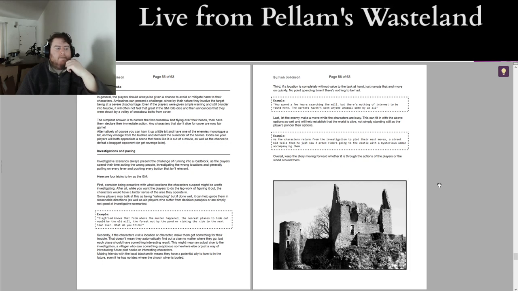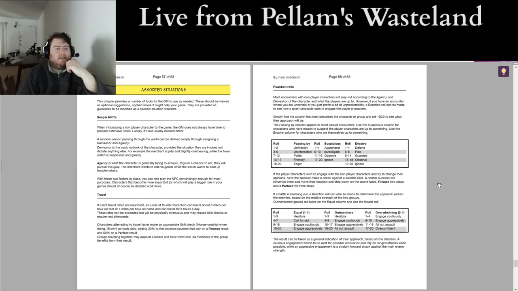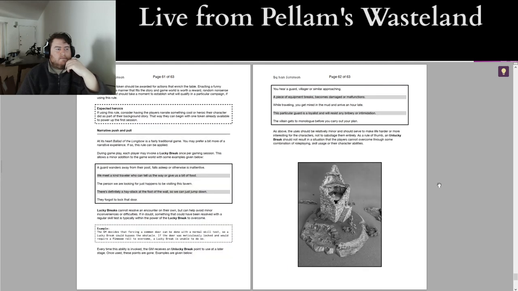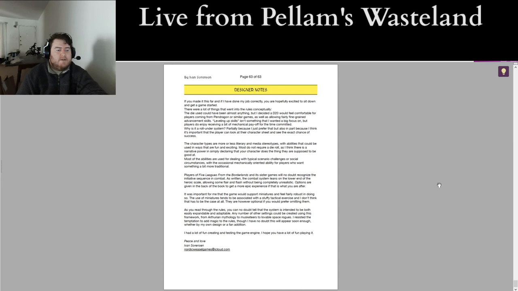There's some sections on ambushing, investigations and pacing, assorted situations, reaction rolls, optional rules. This is where the grunts don't parry rule is, and fine-grained opposed rolls instead of doing the degree of success opposed rolls. Narrative push and pull: this is sort of adding a narrative metacurrency thing called a lucky break to make your game a little less trad, if you want. And some designer notes from Ivan Sorensen. I'm not going to read it out to you guys. You might be able to read it on the video, but you can just read the designer notes. I don't think the bitrate's high enough to actually read the text.